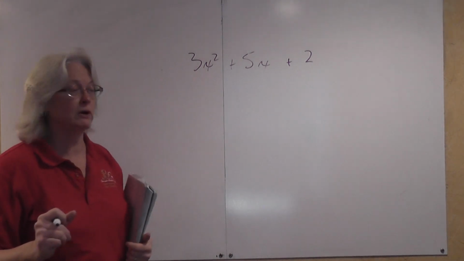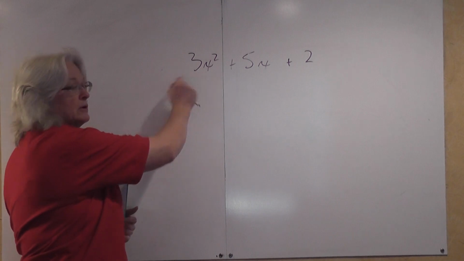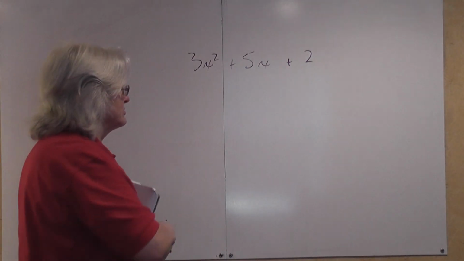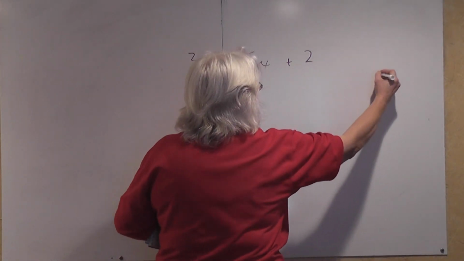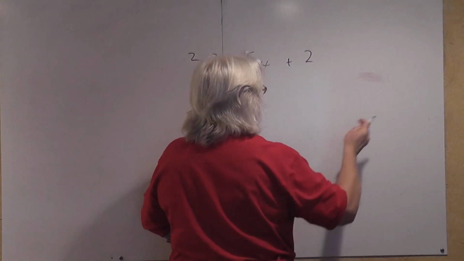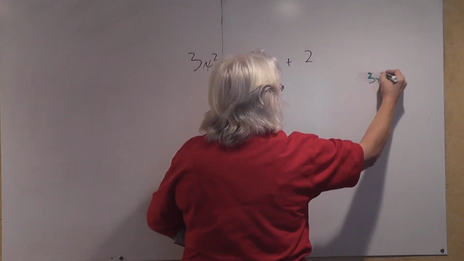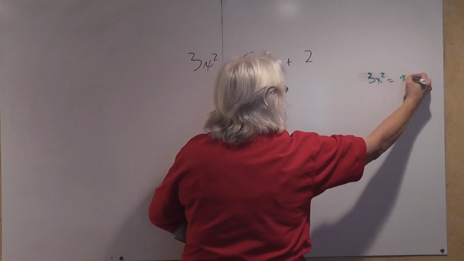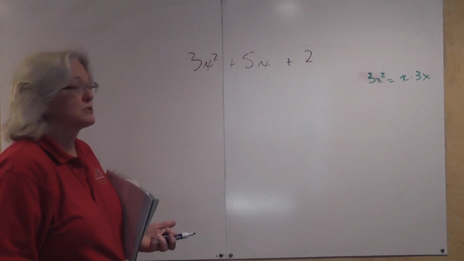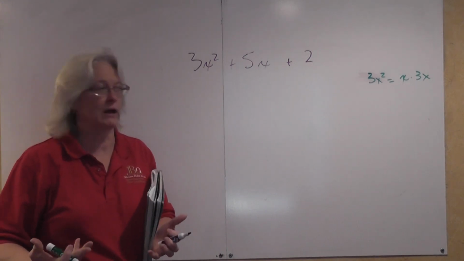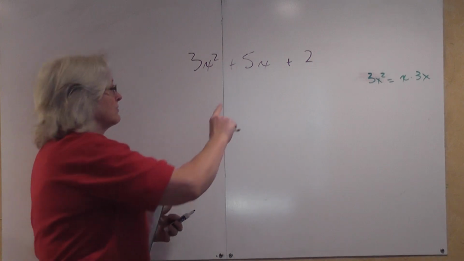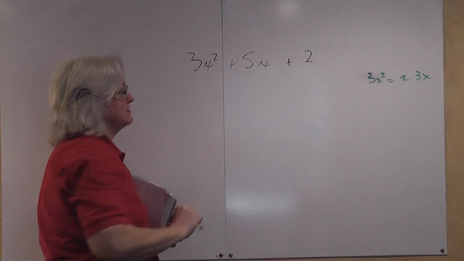Now the first thing that you're going to do is factor the first term. What do we have when we factor the first term? Well, 3x squared is equal to x times 3x. It could also be negative 3x times a negative x, but we're not going to do that because we don't need any negative factors. All of our signs here are positive.